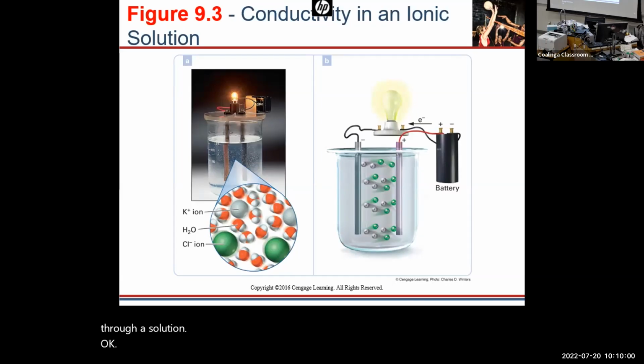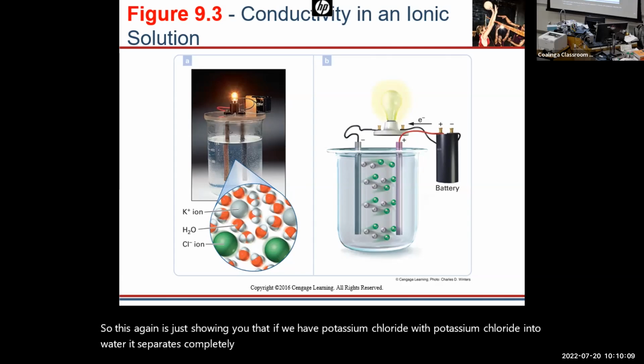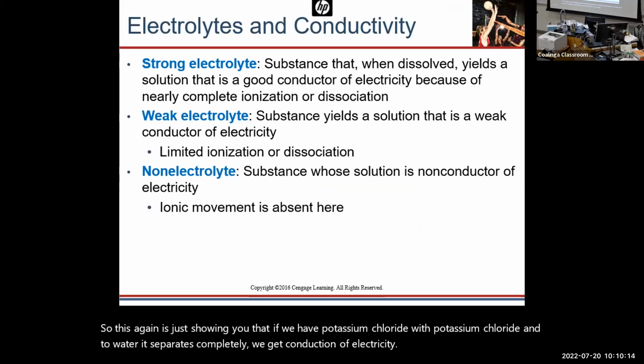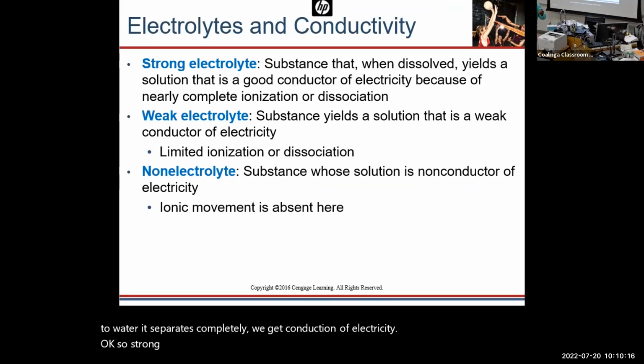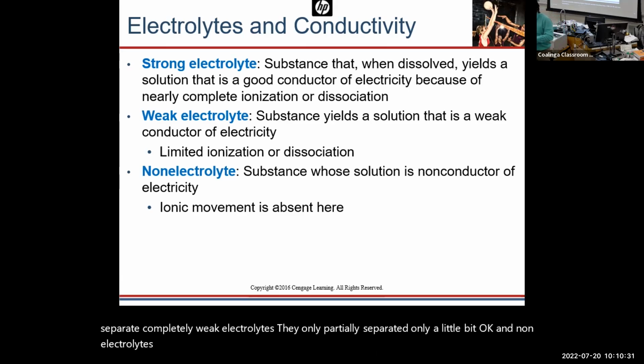This again is just showing you that if we put potassium chloride into water, it separates completely, and we get conduction of electricity. Strong electrolytes will completely dissolve, completely dissociate, right? So they're going to separate completely. Weak electrolytes only partially separate, only a little bit. And non-electrolytes don't separate at all. Is that clear?